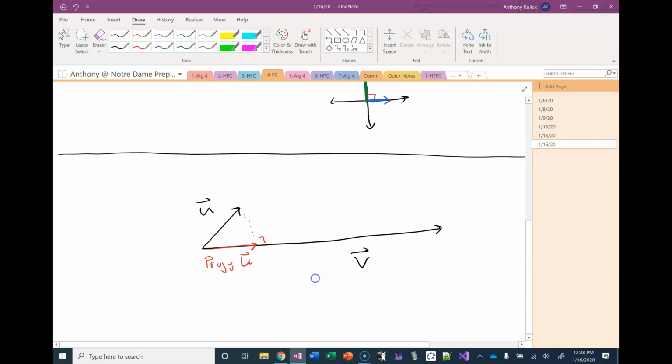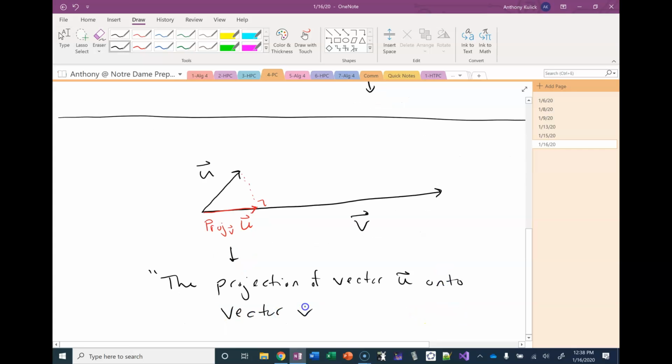So this means, in words, the projection of vector u onto vector v. And that's just like a small part of the triangle. Yeah. Yes. Okay.